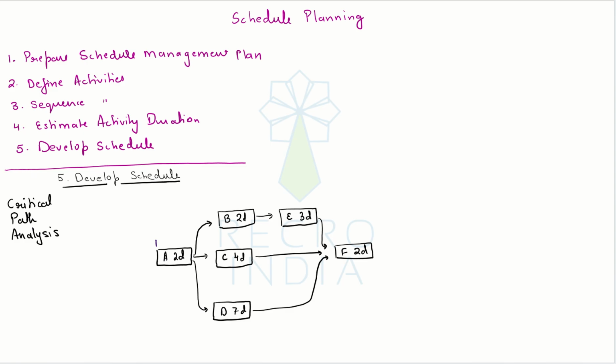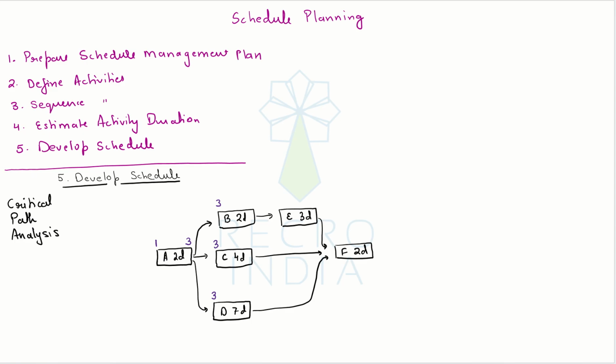So what I'm going to do is take 1, which is the starting of this activity, and just add the duration. So 1 plus 2, 3. If A finishes on third morning, then B can start on third morning, C can start on third morning, and D can also start on third morning.